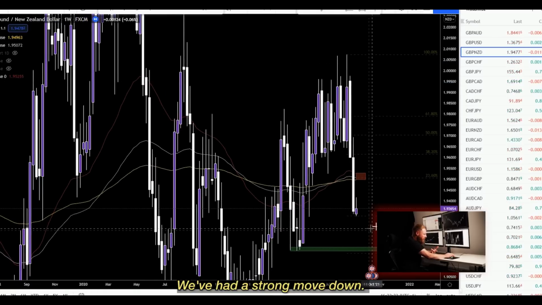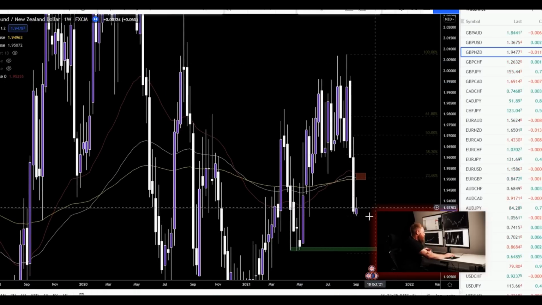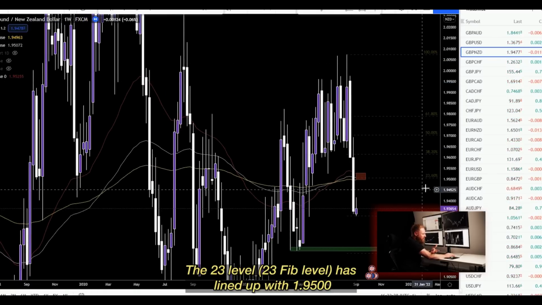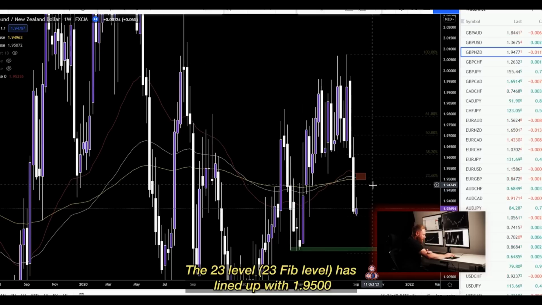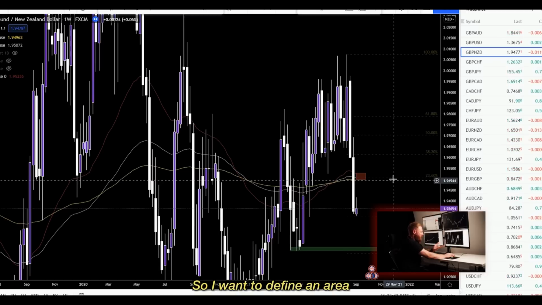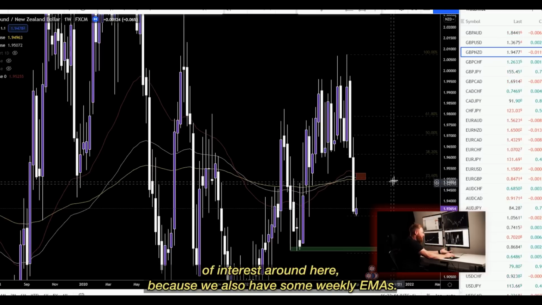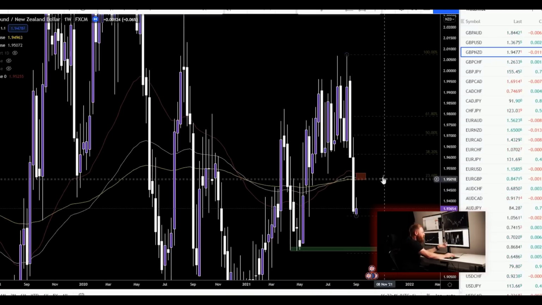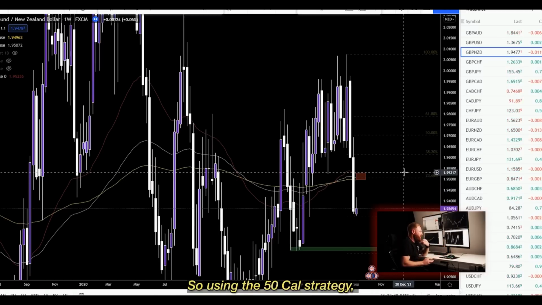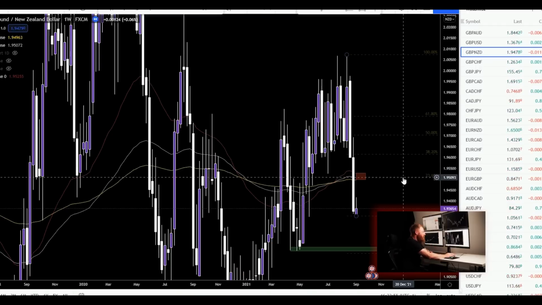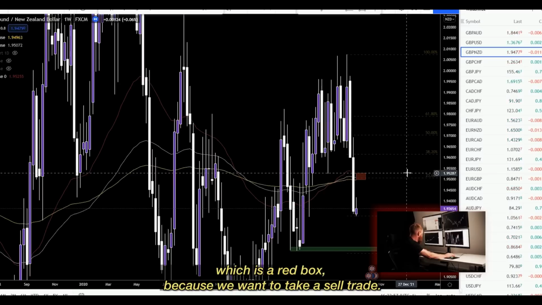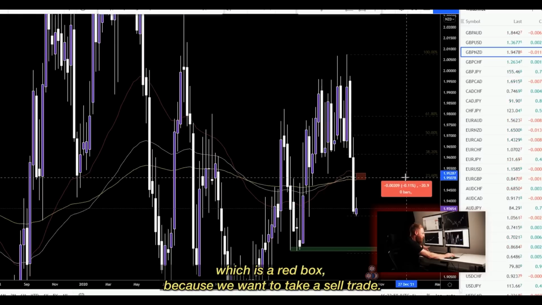We've had a strong move down. So I've plotted a fib, and the 23 level lined up with 195. So I want to define an area of interest around here because we also have some weekly EMAs. So using the 50 cal strategy, I've used the first confluence to the last confluence to define a zone of interest, which is a red box because we want to take a sell trade.